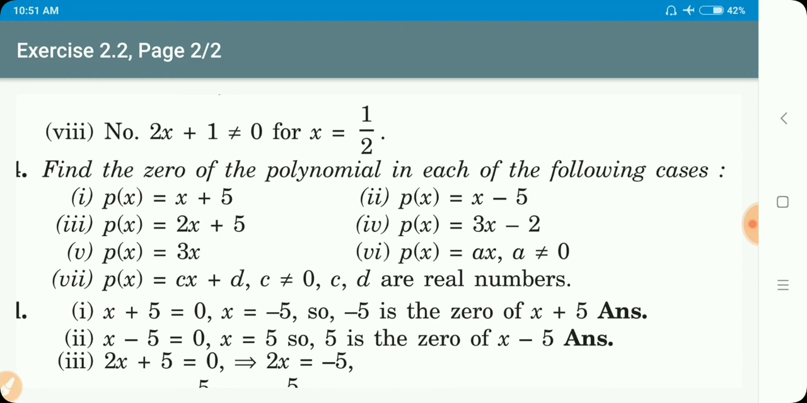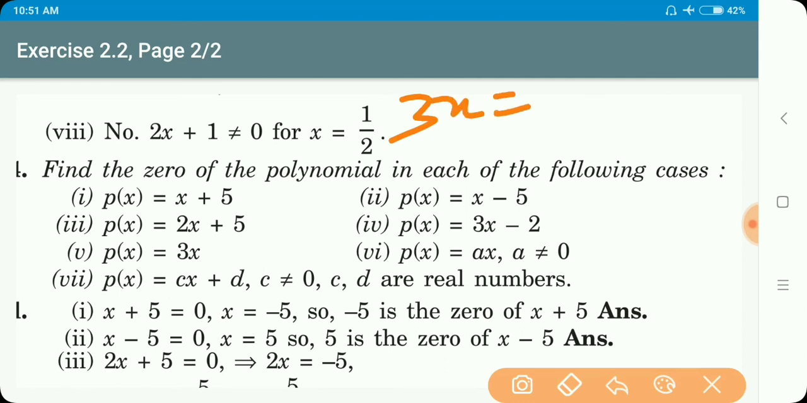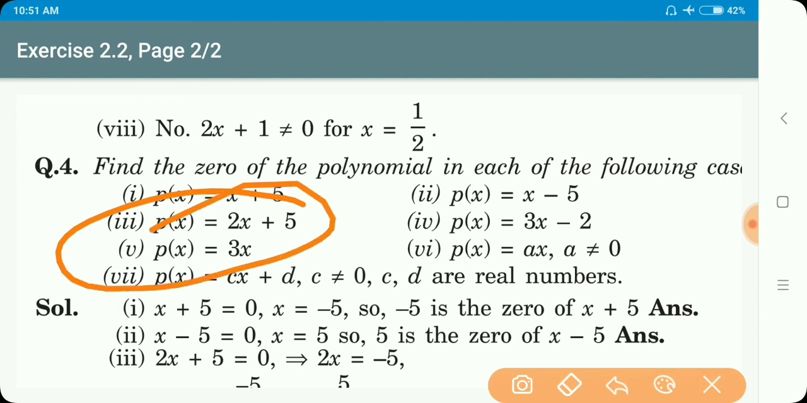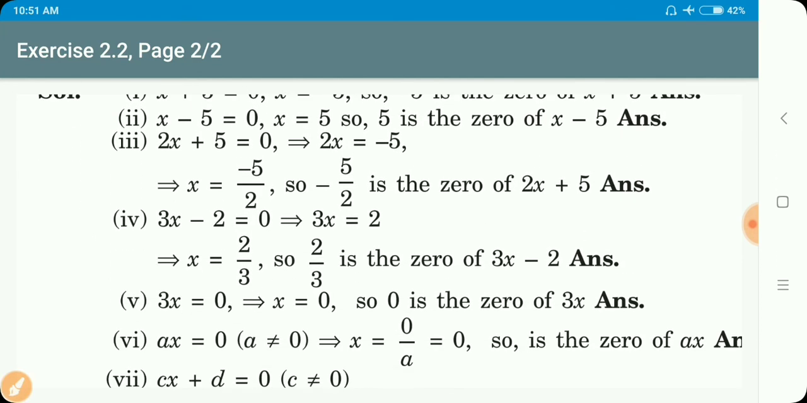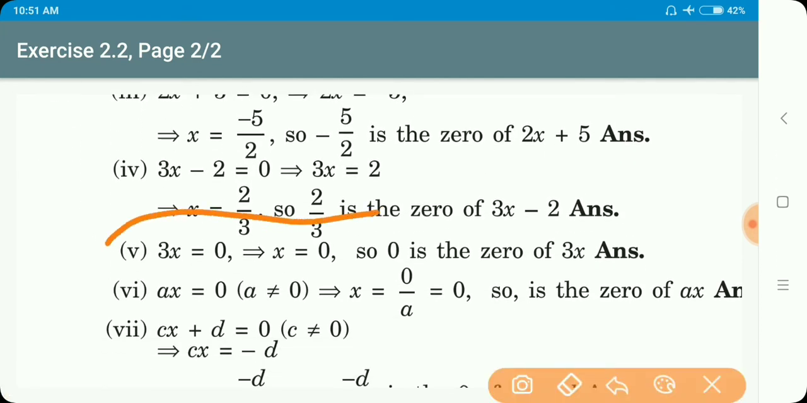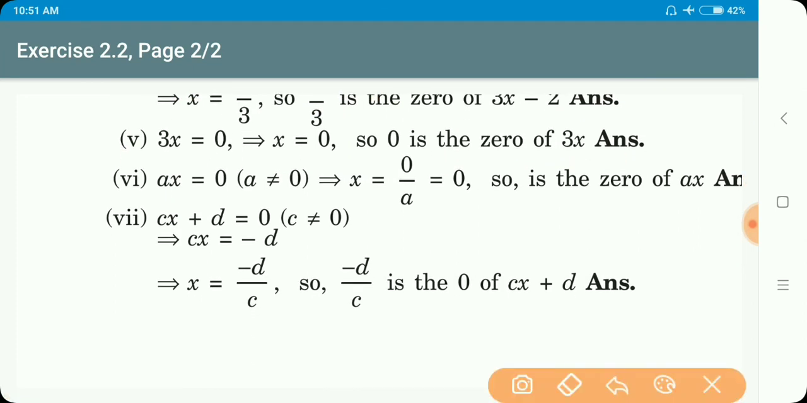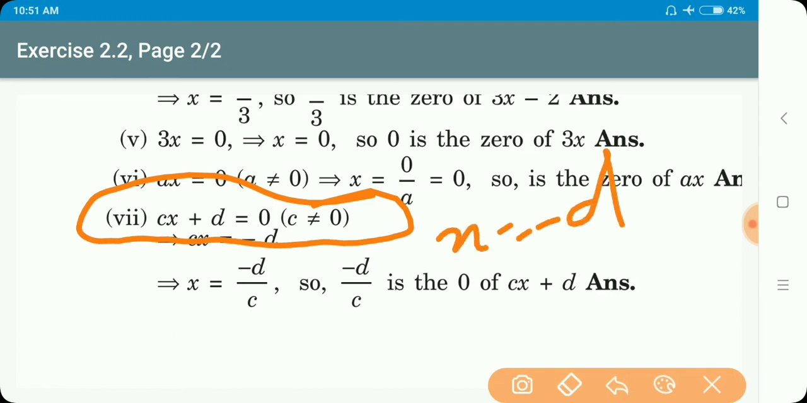Suppose here 3x. So I can write here 3x is equal to 0. So x is equal to 0. So for this fifth, x is equal to 0. So 0 is the zero of this. Similarly for others also. In 6, this equation is cx plus d is equal to 0. So I can write here x is equal to minus d upon c.